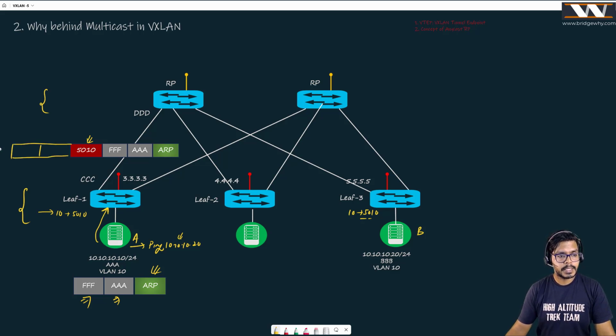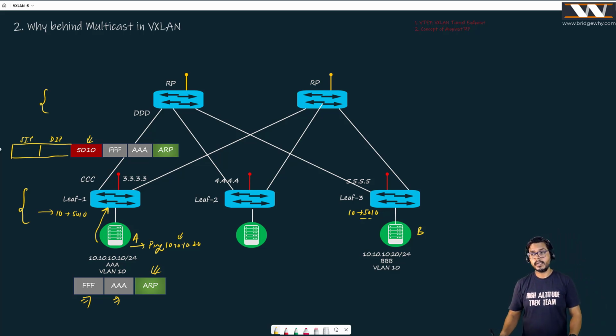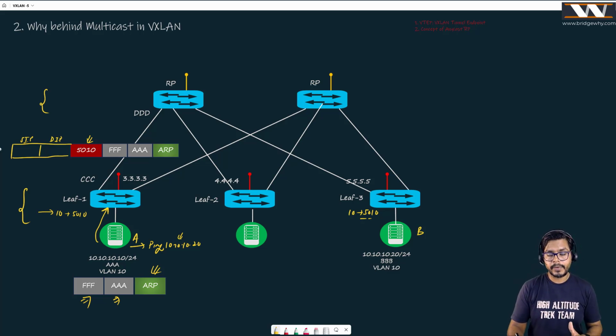By the way, guys, we are learning an important concept here, which is known as flood and learn. Believe me, although I will be explaining that concept later, unknowingly we are talking about that only, right? But leave the term flood and learn for now. Now, you all know that at this point of time, the source is going to be 3.3.3.3.